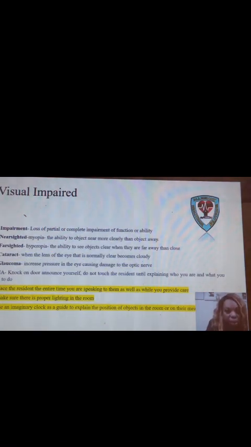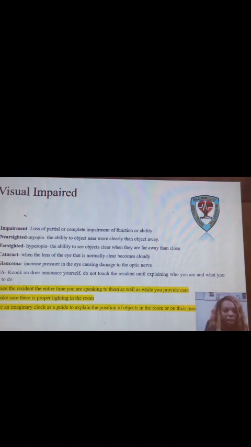Vision impairment is the partial or complete loss of function or ability. When a person is nearsighted, this is called myopia. This is the ability to see objects that are near more clearly than objects that are far away. And then farsighted is hyperopia. This is the ability to see objects clearly when they are far away, more so than when they are close to you.